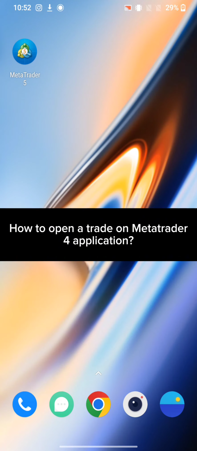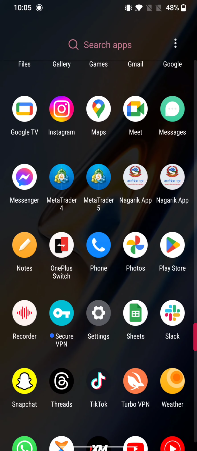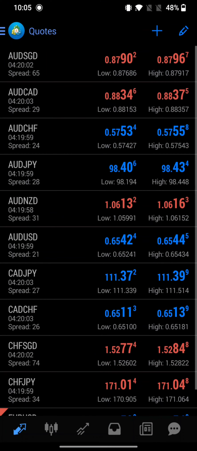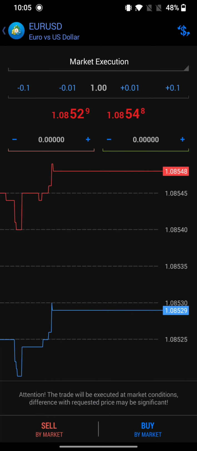To open a trade on MetaTrader 4, firstly go ahead and launch your MetaTrader 4 application. The home page of MetaTrader 4 application will appear on the screen. Click on the plug icon at the bottom left side of the page. On the next page, tap on the File icon at the top right corner of the screen.